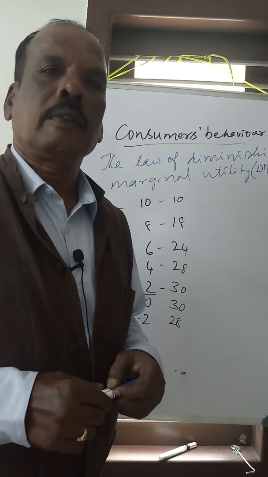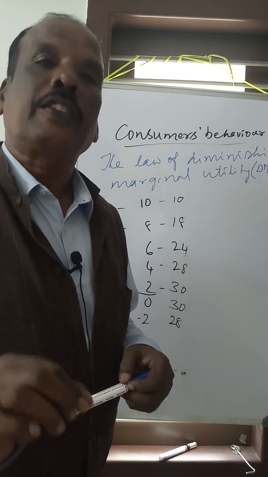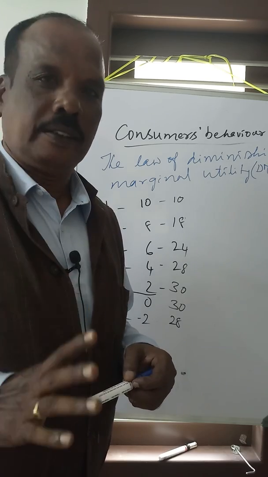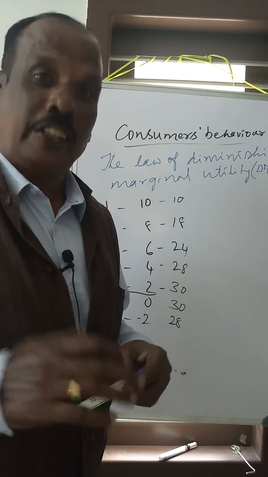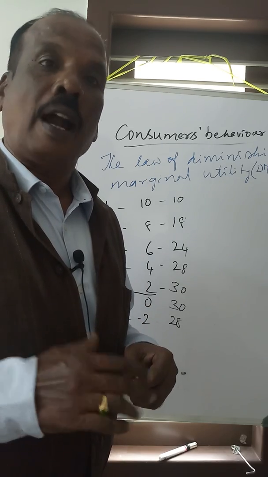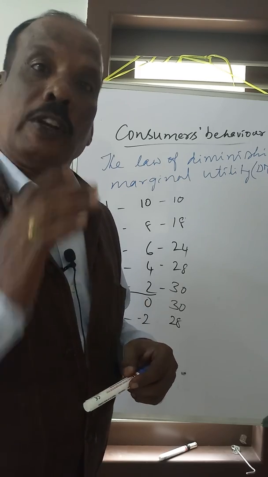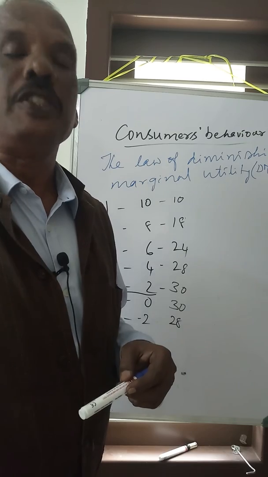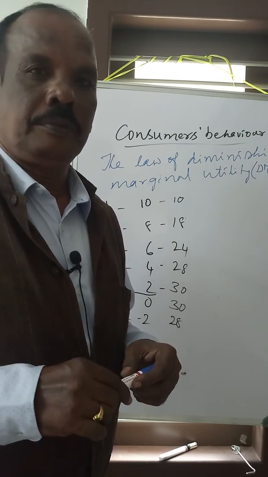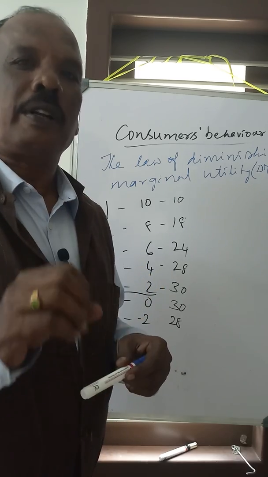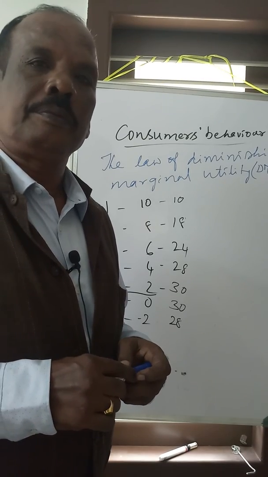And this law has been based on certain assumptions. Number one, very important one, the units of a commodity should be identical. They should be the same in size, quality, quantity, and taste. And these units should be used one after another without time interval. And the other commodities should not be used. So these are the important assumptions on which the law is formulated.